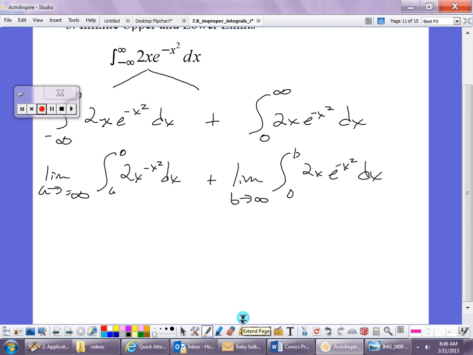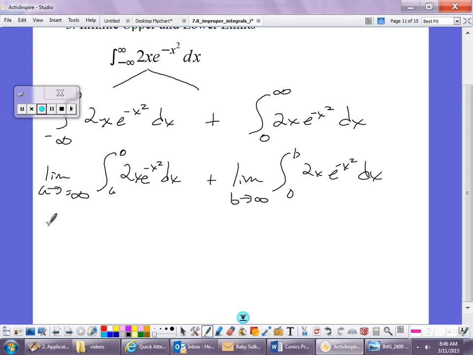I'm sorry, I left an e out here. 2x times e to the negative x squared. To make a long story short, once I do that, what do I get? I end up with the antiderivative of 2x e to the negative x squared, which is negative e to the negative x squared.